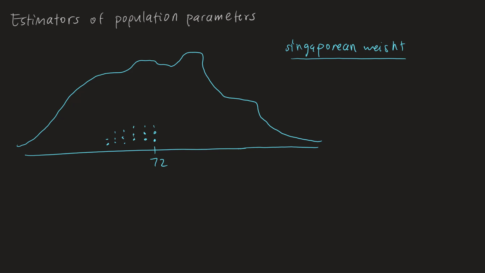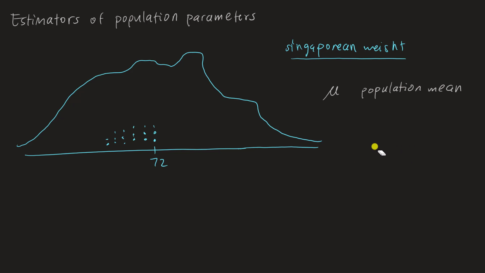We're interested in finding the average Singaporean's weight, in other words, the population mean, and we will call this mu. This would represent population mean. However, in real life, this is not a realistic way to find out the actual mean of the population because we can't possibly go up to every one of the Singaporeans and ask them, hey, what's your weight? Add them all up, add all 6 million of them up, and then divide by 6 million. This is clearly not a very efficient way of finding the population mean.